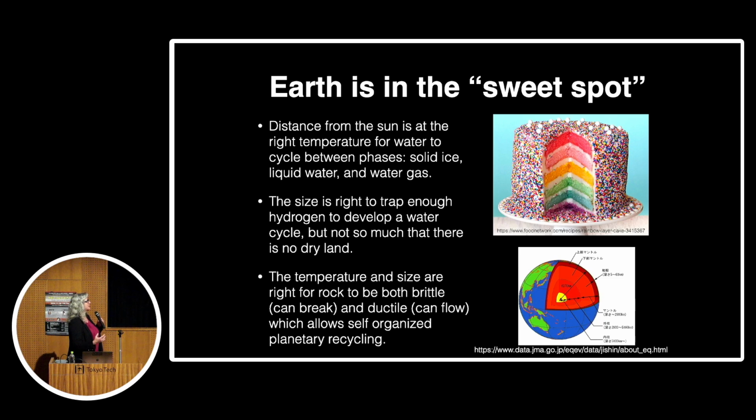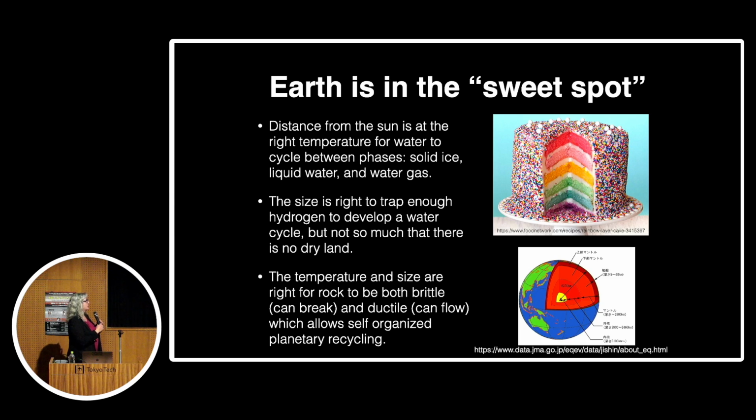So we say Earth is in the sweet spot. That is, its distance from the sun is the right temperature to cycle water between its phases: solid ice, liquid water, and water gas. And this is really important. A lot of times we talk about whether planets can host life, and we say if they have liquid water at the surface. But I think what's more important is that we have water in all three phases, and that permits us to have these cycles.